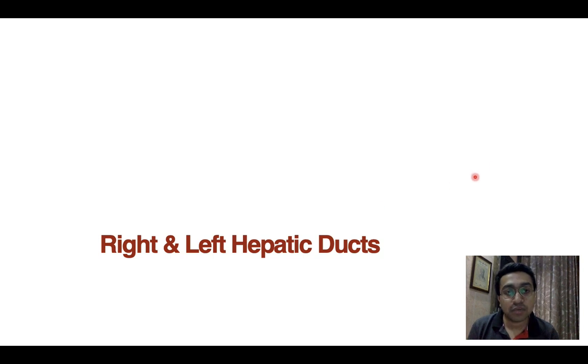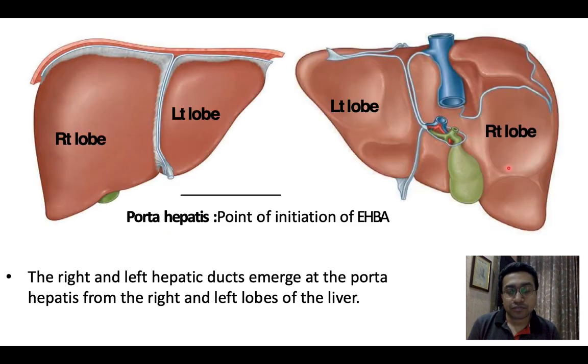So now talking about each and every topic in a little bit of detail. First talking about the right and left hepatic ducts. The right and left hepatic ducts emerge at the porta hepatis from the right and left lobes of the liver. The porta hepatis is the point of initiation of the extrahepatic biliary apparatus. This can be asked in MCQ.